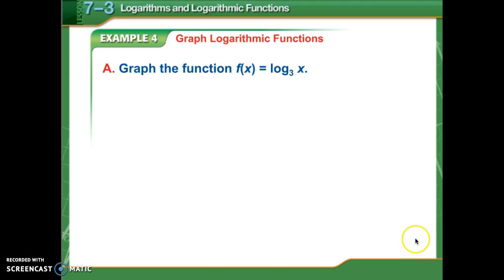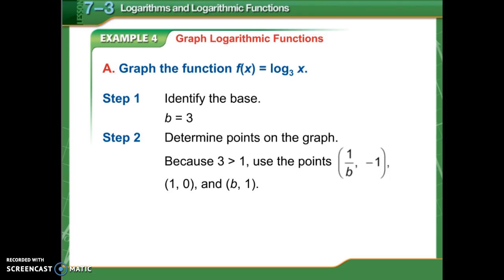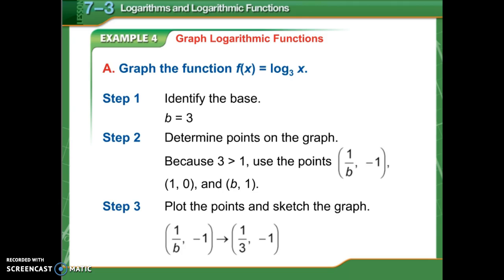So the first thing we're going to do is graph a function that's log base 3 of x. The first thing you always want to do is figure out the base. In this case, our base is 3. Second thing we want to do is figure out points that are going to be on the graph. Because our base number is higher than 1, we're going to use these 3 points to sketch our graph, and we're always going to use these 3 points.